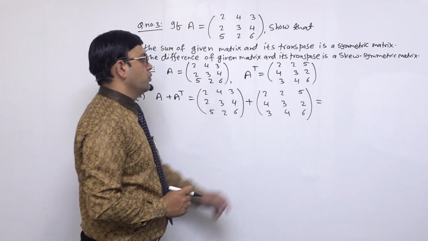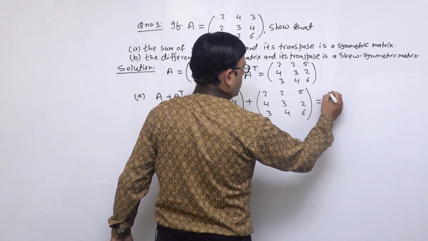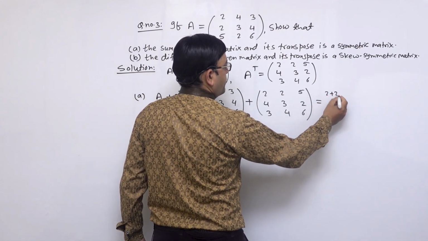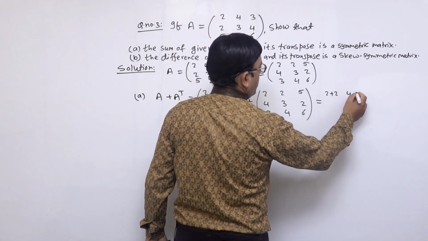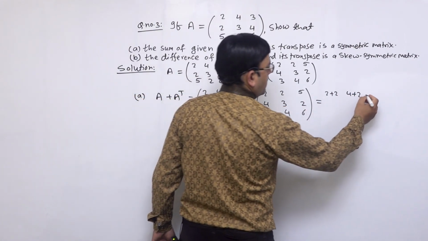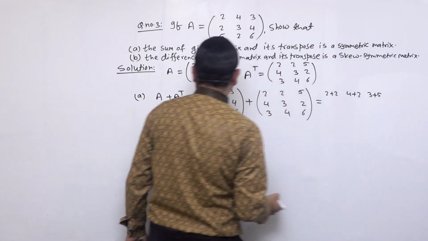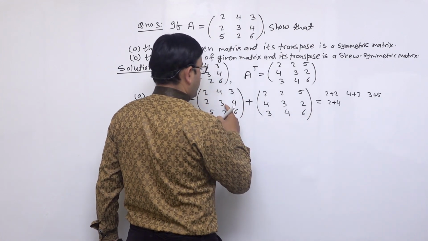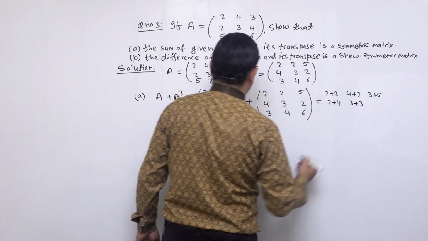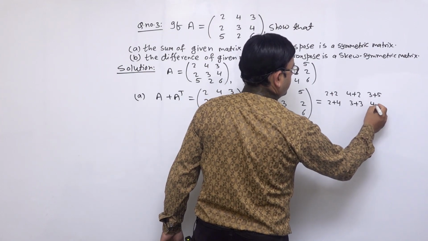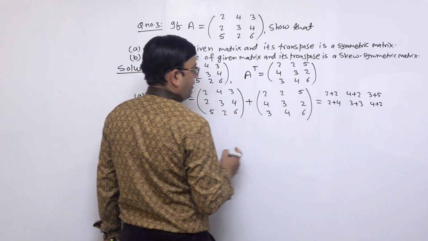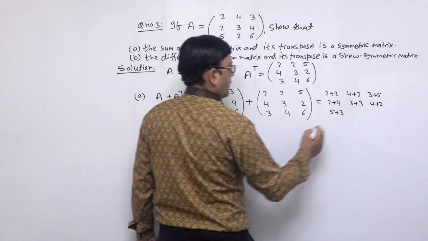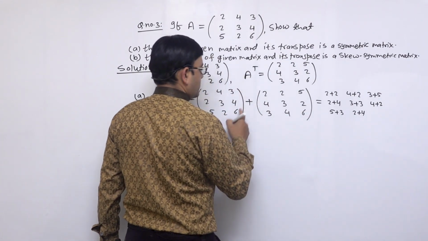So 2 plus 2. We can write it in matrix form; we should not write directly, so let's write 2 plus 2, and then 4 plus 2, 4 plus 2. Similarly 3 plus 5, 3 plus 5. So here 2 plus 4, 2 plus 4, 3 plus 3, and then 4 plus 2. Similarly we have 5 plus 3, 2 plus 4, and then 6 plus 6.